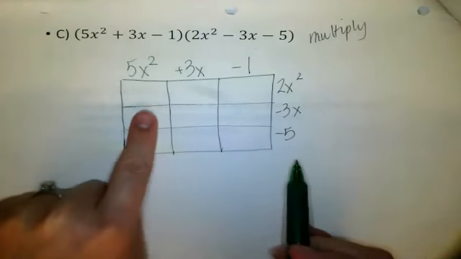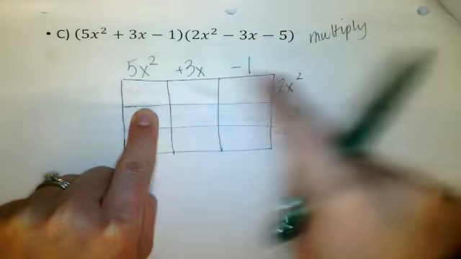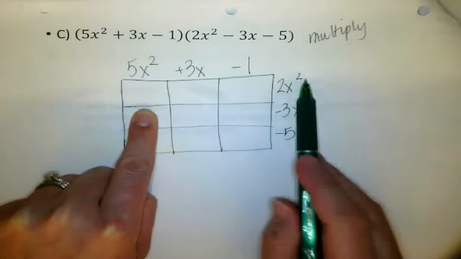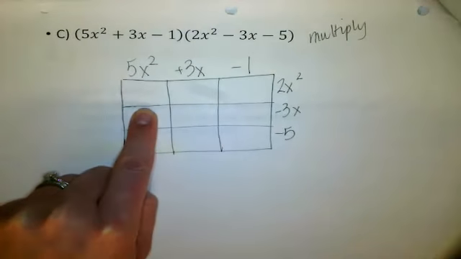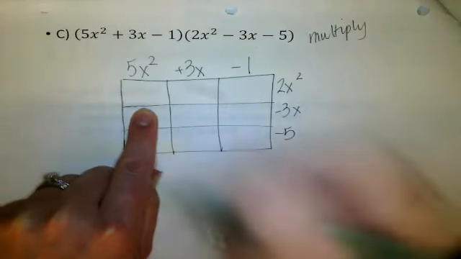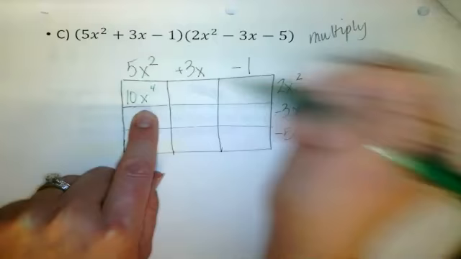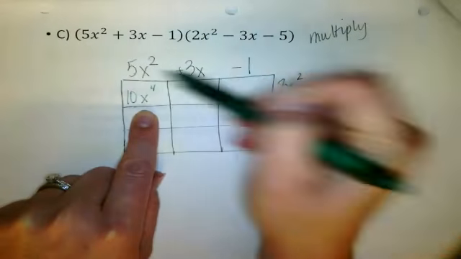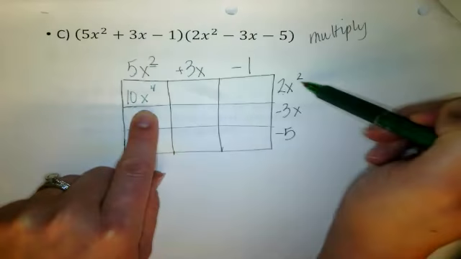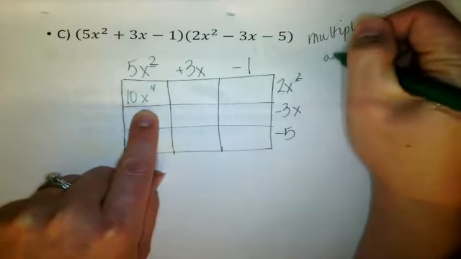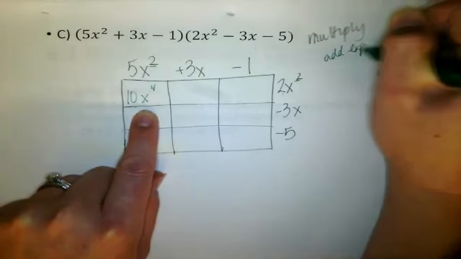So to do that, fill in this first box. It comes from our leading terms here. 5x squared times 2x squared is what? 10x to what power? 4th. Very good. We are going to multiply the numbers together, but the exponents we add. Same base, add the exponents. This is where our exponents change.